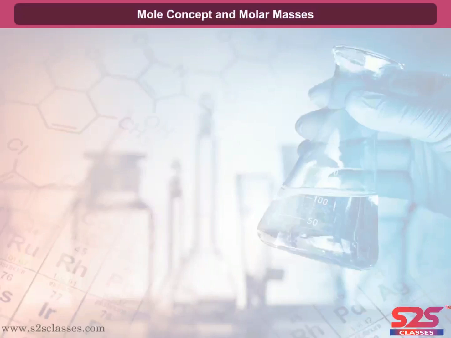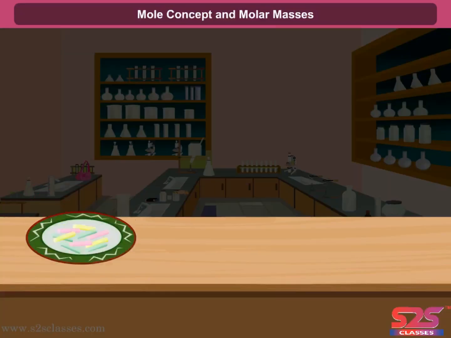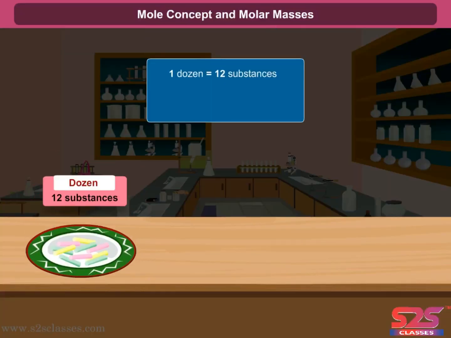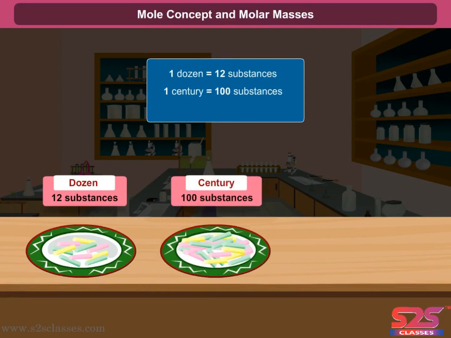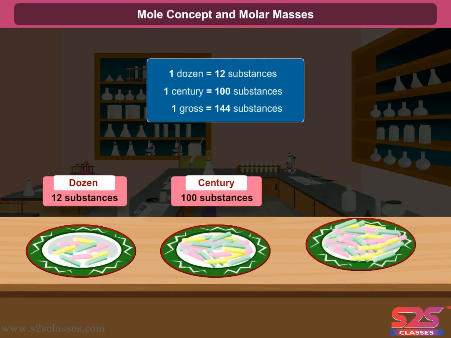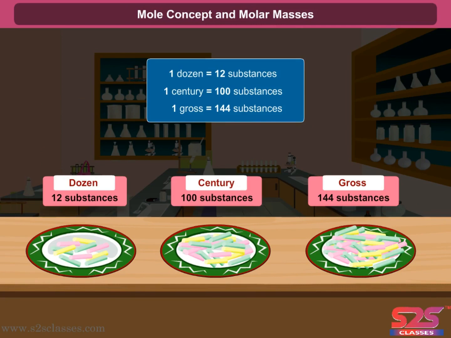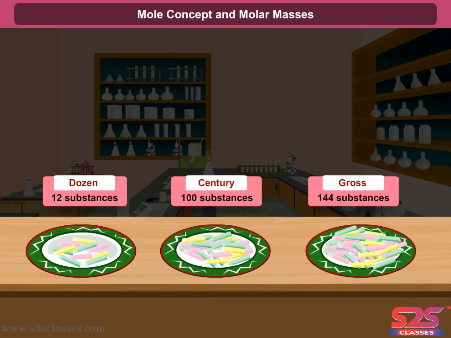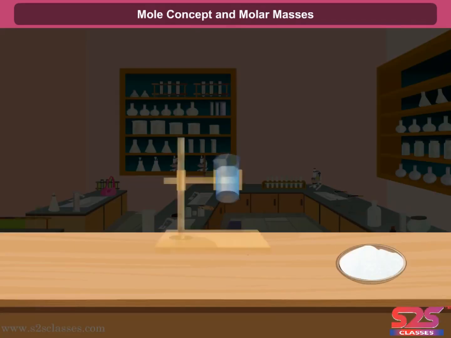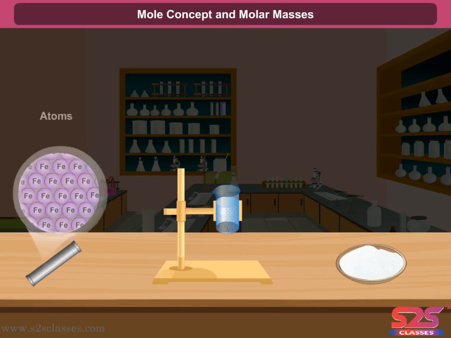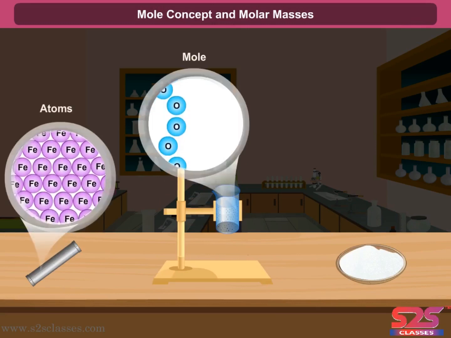Mole concept and molar masses. Just as we denote 1 dozen for 12 substances, 1 century for 100 substances, and 1 gross for 144 substances, we use the idea of mole to count entities at the microscopic level, that is atoms, molecules, particles, electrons, ions, etc. In the SI system, mole was introduced as the 7th base quantity for the amount of a substance.